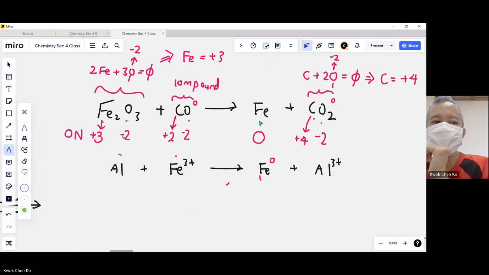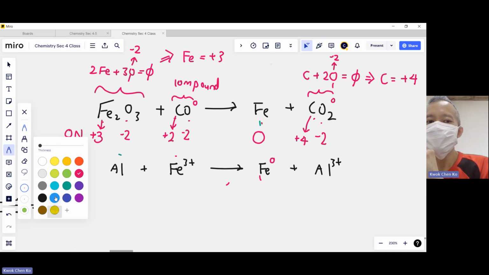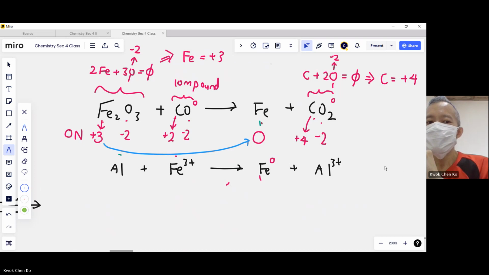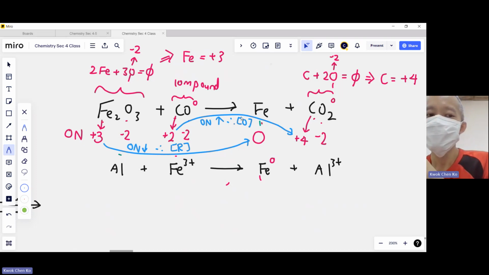Okay, so same thing. Now, once you have all the ON, it's quite easy. Look at iron. +3 becomes 0, no? So there's a reduction in ON, and that means this is a reduction. So who has oxidized? Hopefully you can tell it's carbon. All right, +2 to +4. So carbon has increased in ON, therefore carbon has oxidized. But you notice oxygen, there's no change, -2, -2, -2. Okay, so that's how you use ON.